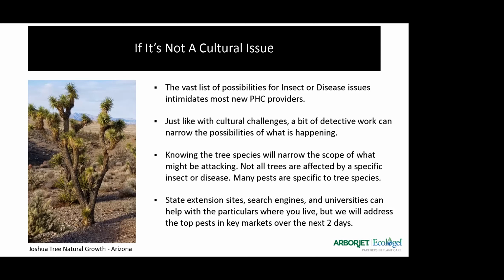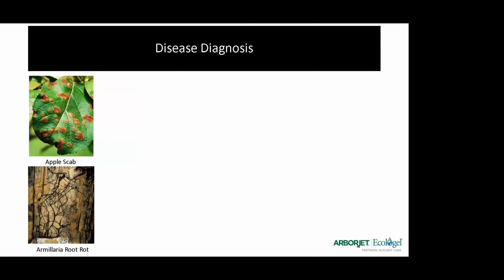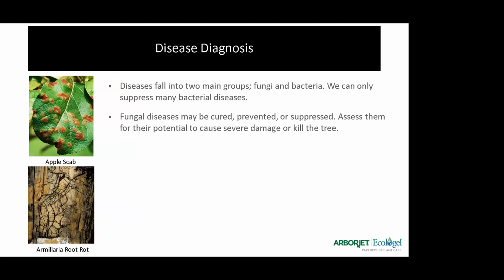This happens to be a Joshua tree growing in Arizona. It's perfectly content and very happy. That's the way it's supposed to grow. You'd need to know that if you were in Arizona, not to worry that it didn't have enough leaves on it. When we do a disease diagnosis, they sort of fall into two groups, fungi and bacteria.